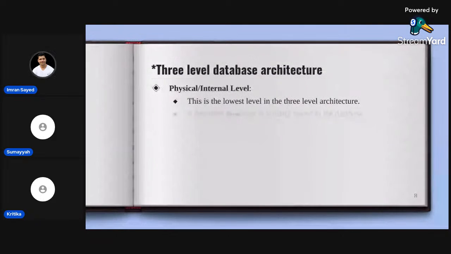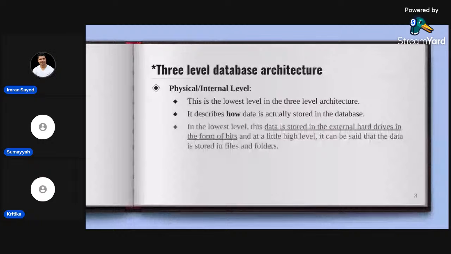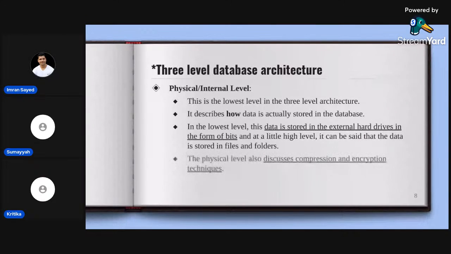The physical level, the lowest level in the three-level architecture, describes how the data is actually stored in a database. At the lowest level, this data is stored on a hard drive in the form of bits. We forgot this part. And at a little higher level, it can be said the data is stored in files and folders. The physical level also discusses compression and encryption. I keep forgetting this. Compressing the data and encrypting it. Okay, fine.